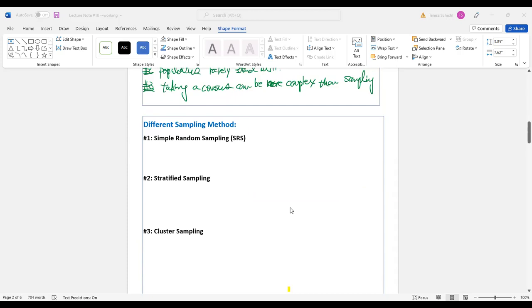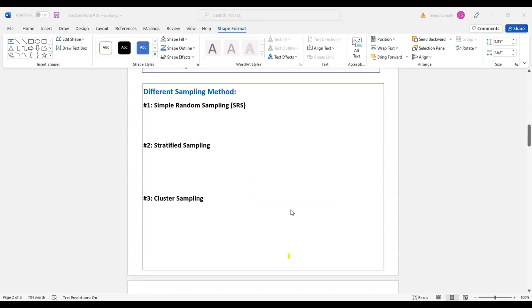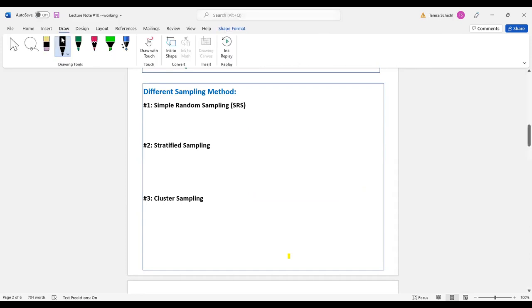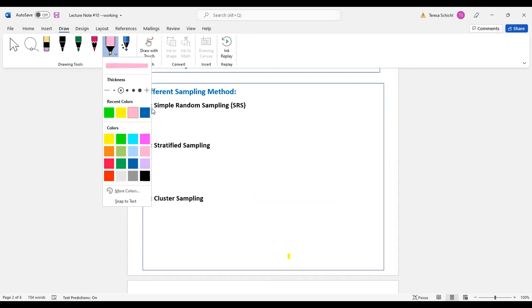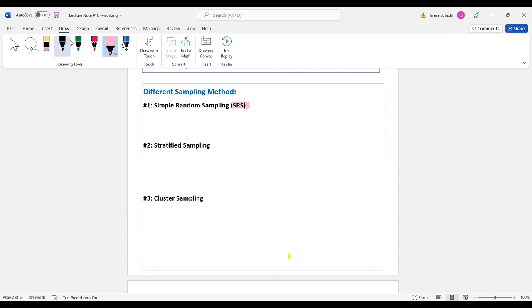For this video, we're going to talk about several different sampling methods, the most common methods we use during our sampling. The first one is SRS, which means simple random sample. What does that mean?